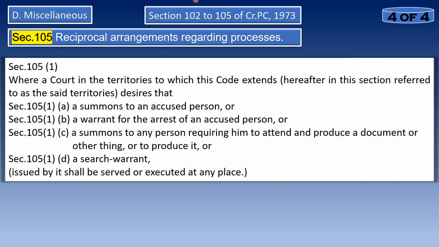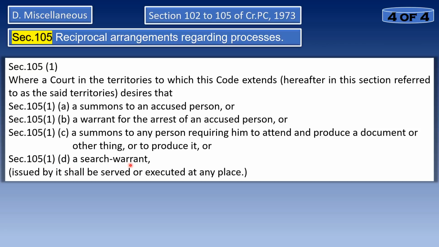Subsection 1 of section 105 says where a court in the territory to which this code extends. Definitely, it is going to be applicable only where this code is applicable. And what are these arrangements? A. Summons to an accused person. B. Warrant for the arrest of an accused person. C. Summons to any person requiring him to attend and produce a document or a thing, or to produce it. Or part D, search warrant.